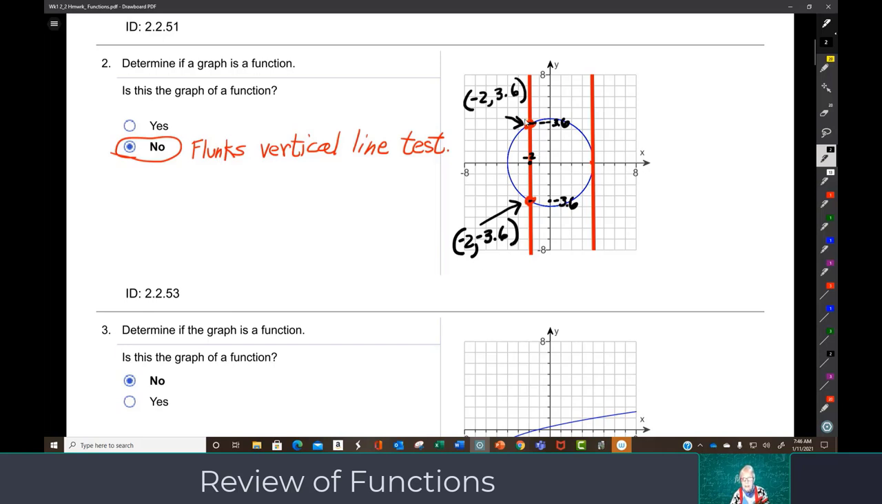Is negative 2 being paired with, oops, that's positive 3.6. Positive 3.6, oh, that was a dashed line, okay. My attempt to draw a dashed line. I think I will draw a solid line. That will make it easier. Okay. I need to know whether negative 2 on the x-axis and whatever it represents to me is being paired with one number, not two. That's why the vertical line test works.